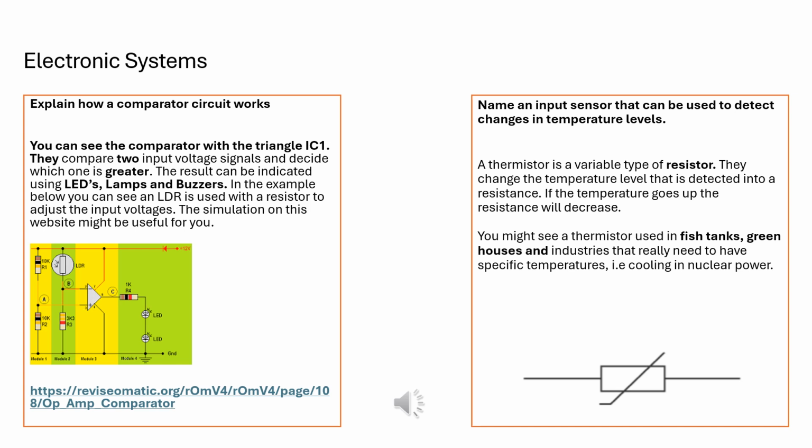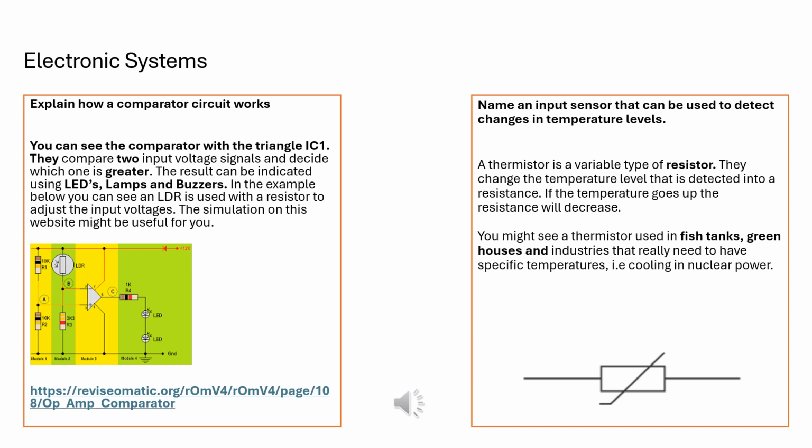Then we name an input sensor that can be used to detect changes in temperature levels. For this, we would use a thermistor, and the symbol for this is shown here. A thermistor is a variable type of resistor. They can change the temperature level that's detected into a resistance. If the temperature goes up, then the resistance will decrease.